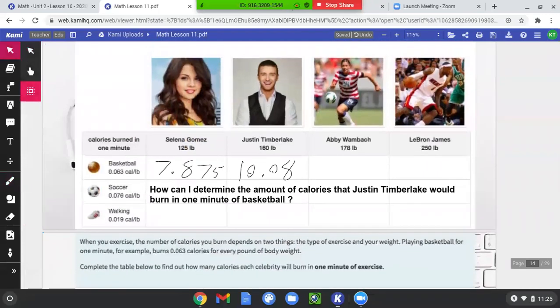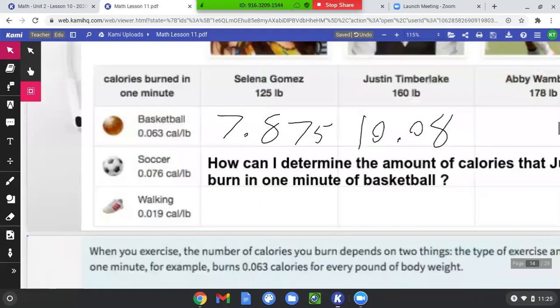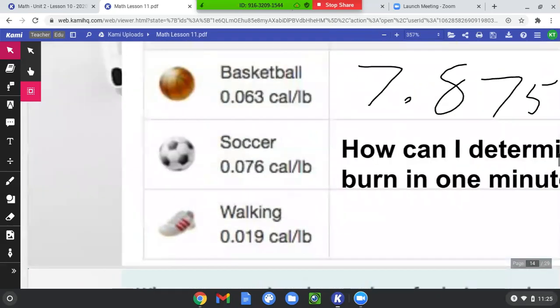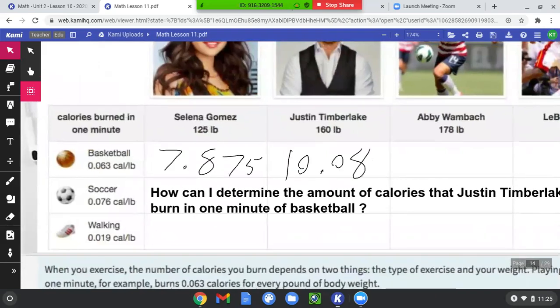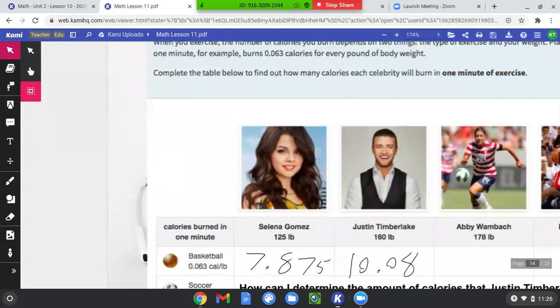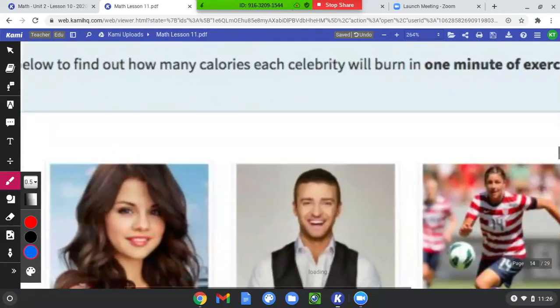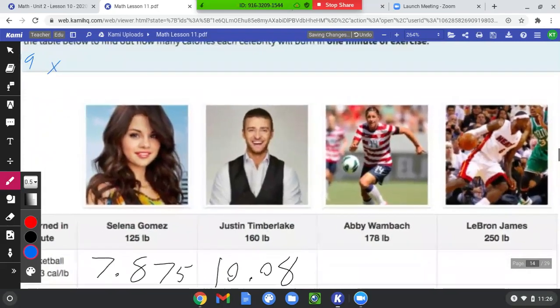Okay, I want to do now walking for Abby Wambach and LeBron James. So let's do 1 minute of walking. 1 minute of walking burns 19 thousandths of a calorie for every pound. So we are going to multiply Abby's weight with the rate. So 19 thousandths of a calorie for every pound, and that's for 1 minute of walking. So let's go over here and multiply 19 thousandths multiplied by what was her weight? Her weight was 178.